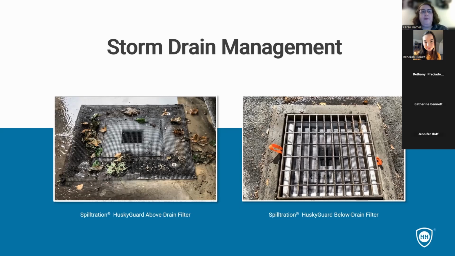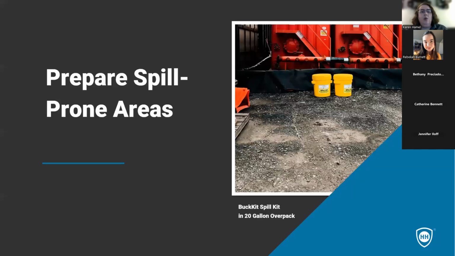So moving from the different mitigation techniques that you can use, we're going to move into a little more about spill preparedness, because we know even with our best efforts, leaks and spills do happen. And the better prepared that we are for those, the better we are able to mitigate them quickly and again, prevent them from reaching those sensitive areas like floor drains or storm drains.